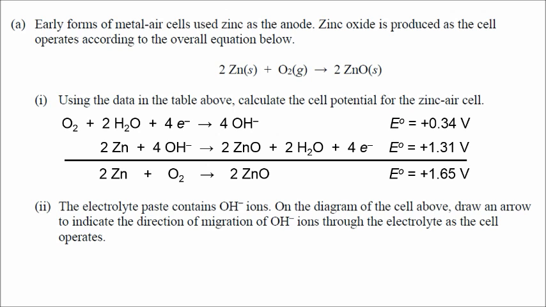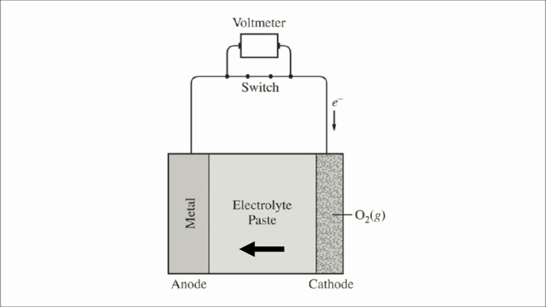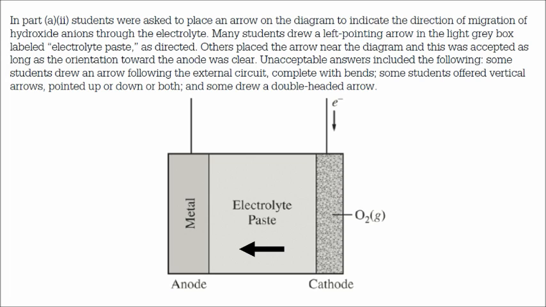Now we have to draw an arrow on the diagram for the direction of the migration of hydroxide ions. Hydroxide ions are anions. Anions always flow toward the anode. So in this diagram, we have to show an arrow where the direction of the ions are traveling. The anions are traveling toward the anode. Common mistakes on this question would be students that drew an arrow along the external circuit. Some offered vertical arrows or pointed them up or down or both, or drew a double-headed arrow. But the correct answer is an arrow pointing toward the left, toward the anode.